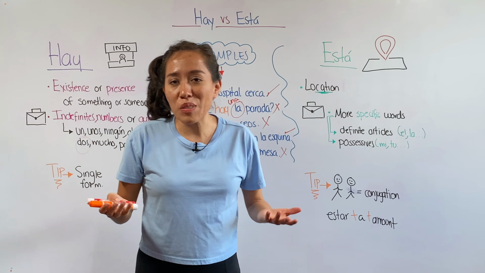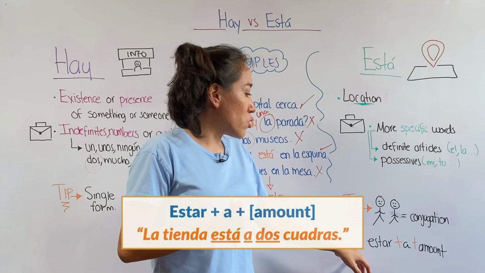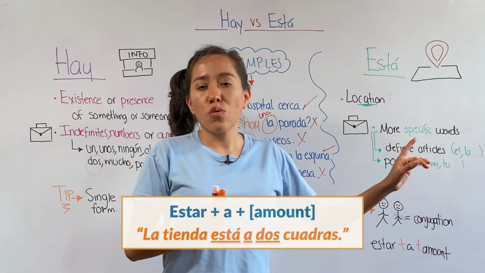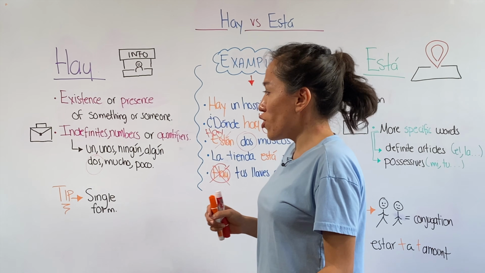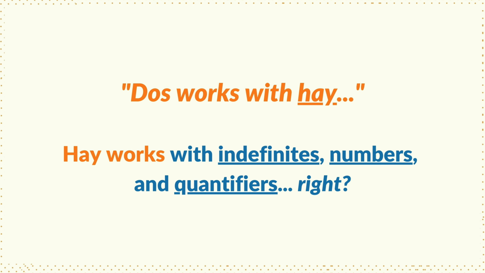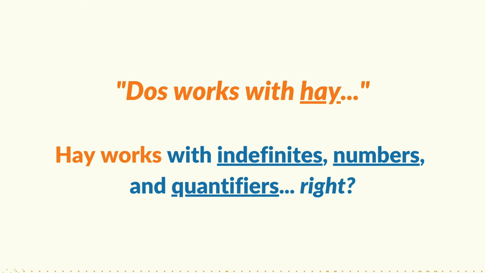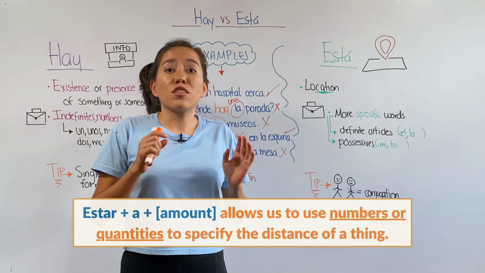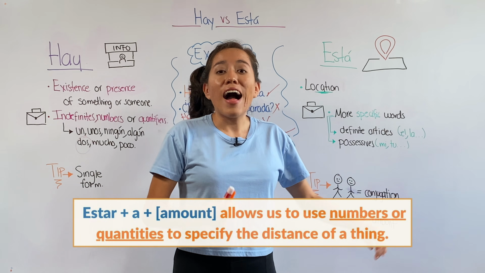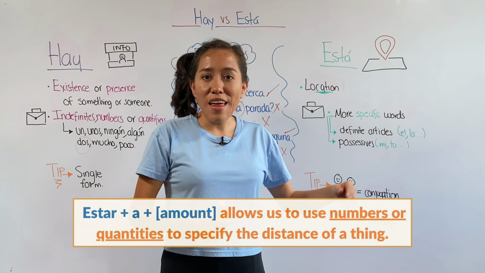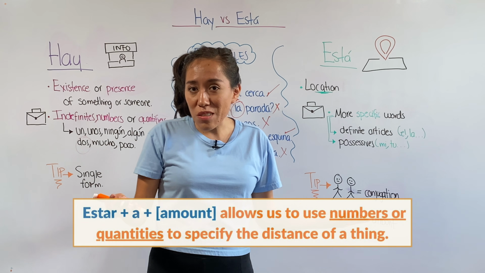Also, a lot of people get confused with the structure. La tienda está a 2 cuadras. You just said that dos is one of the words that works with hay. That's true. But when you're expressing location in distance, the structure estar a allows you to use numbers to express the distance that you need.